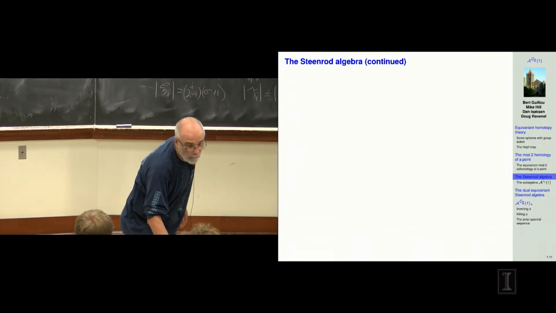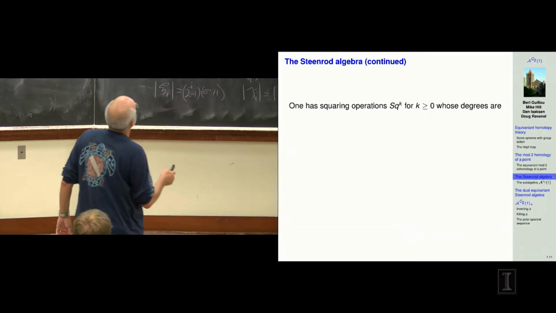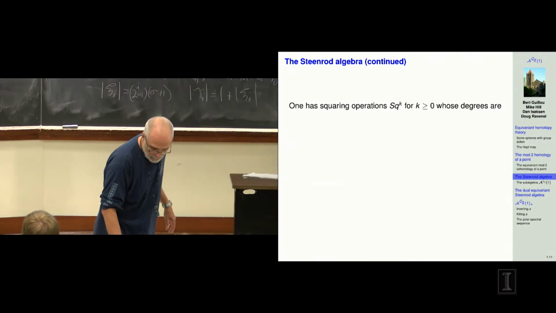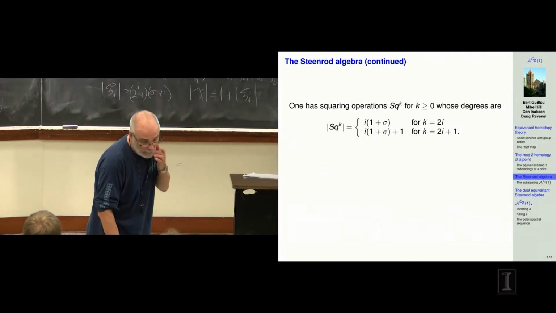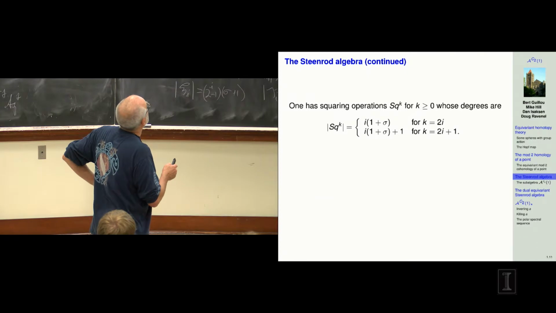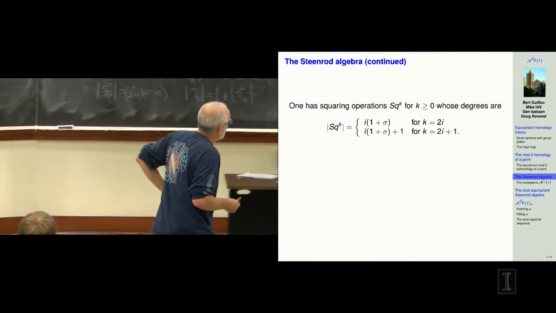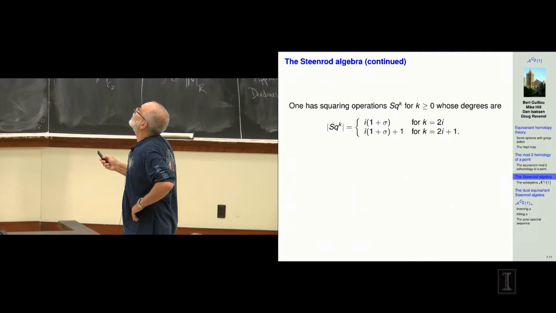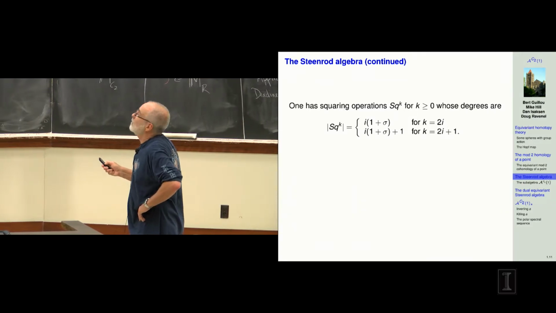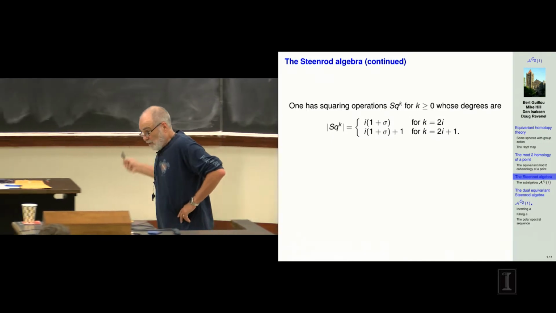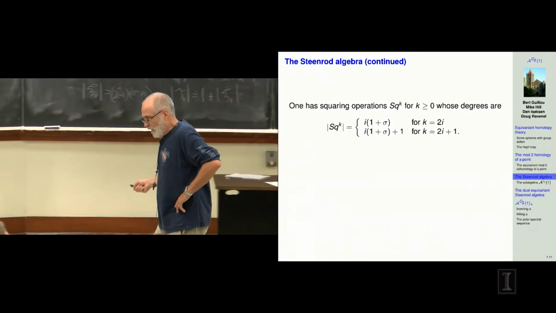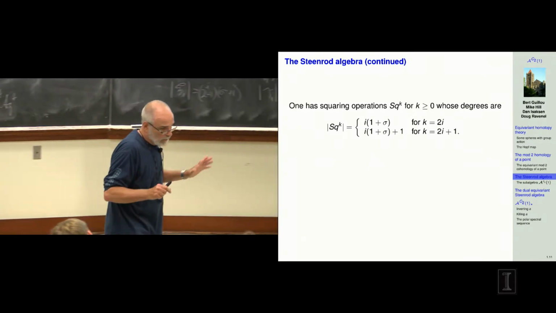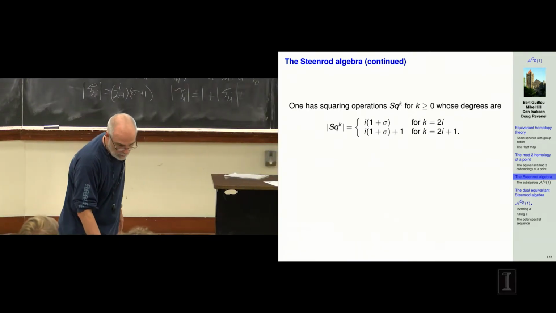Okay, so you have squaring operations that I'll call Sq^k. Now, you have to be a little careful because the degree of Sq^k is indicated here. So if k is even, if k is 2i, the degree is i times (1 plus sigma), and the degree of Sq^(2i+1) is 1 more than that. So it's a little bit different in that sense.